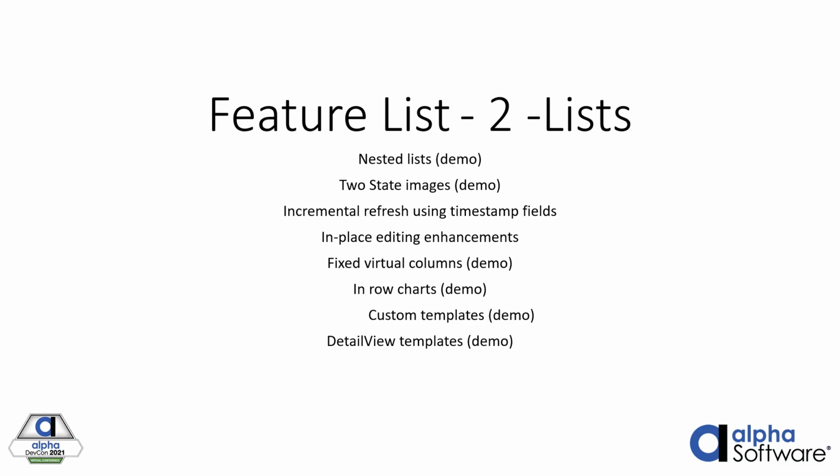One of the most popular features in the list control has been in-place editing, and we've continued to enhance in-place editing. We've added the concept of fixed virtual columns, which we'll be demoing. So this is similar to an Excel sheet where as you scroll horizontally in an Excel sheet, certain columns remain fixed in place. So we've added that similar type of feature to the list control.